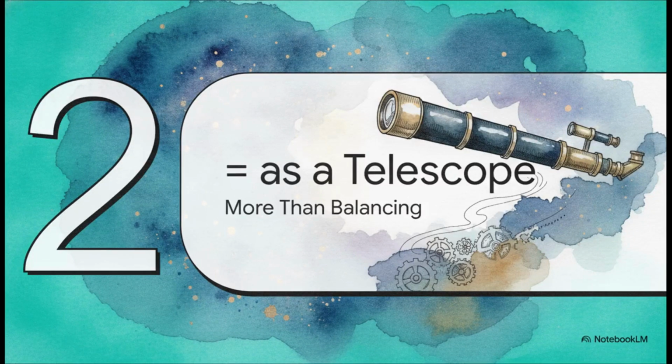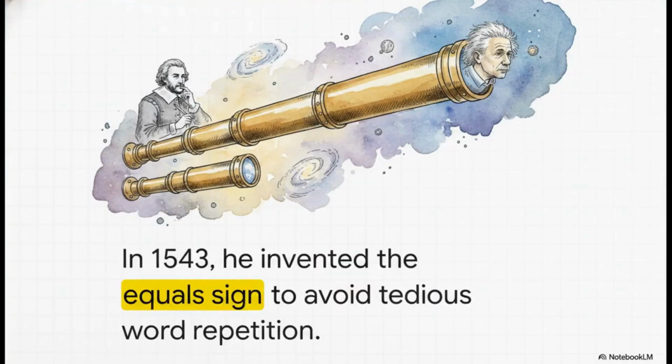Moving right along to Section 2, the equal sign as a telescope, which is way more than just balancing. Because a truly great equation isn't just a boring balance scale summarizing what we already know. Way back in 1543, an eager English textbook writer named Robert Record invented the equal sign for a pretty funny reason. He simply wanted to avoid the tedious repetition of writing the words "is equal to" over and over again.